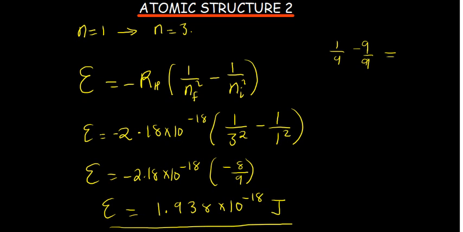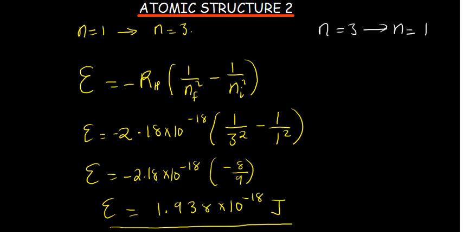Now, if it is the other way around, let's say it moves from n is equal to 3 to n is equal to 1, it will be the same energy, but instead of being gained, it will be lost. Let's try to calculate that. The energy is going to be the same, because we saw that energy is quantized. Moving from n is equal to 3 to n is equal to 1, the same energy is seen, but it is either gained or lost.